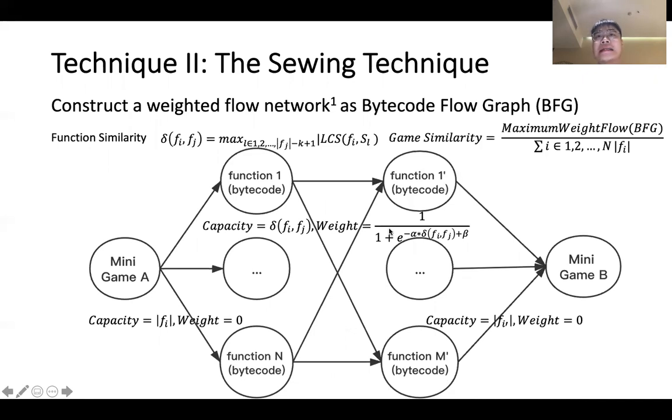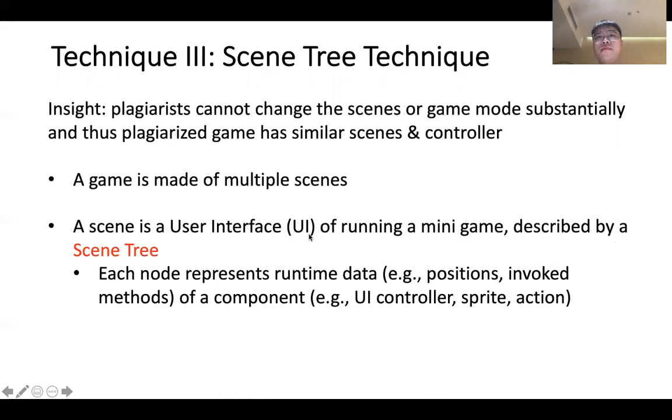We define the graph capacity as LCS between the functions. We define the weight of the weighted flow network to indicate whether a function can embed into another function successfully. You can find the details of the swing technique in our paper.